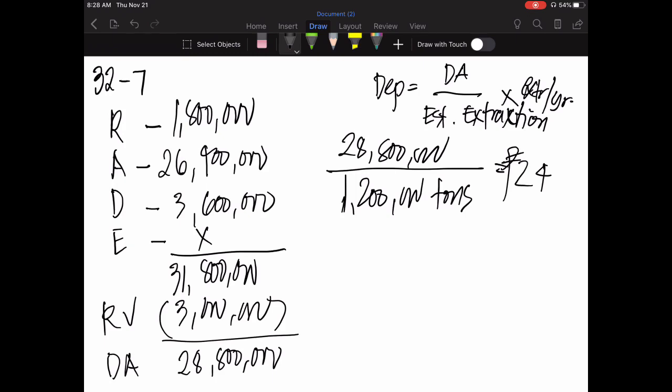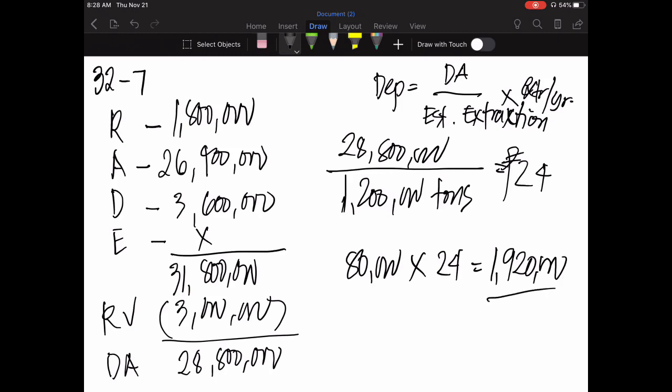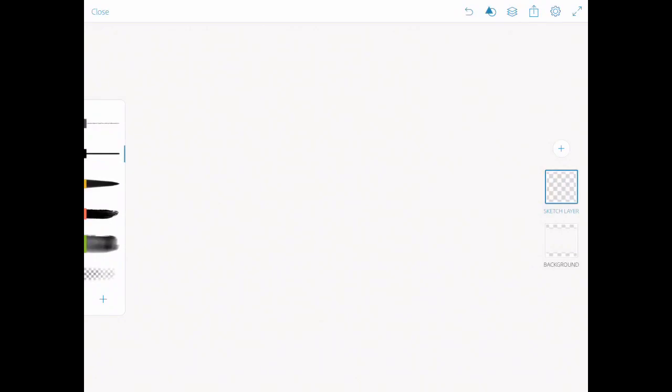But now, since the question is for the current year, the entity extracted a total of how much? 80,000 tons. So it's just 80,000 multiplied by the depletion rate, which is 24, and we have 1,920,000. So that is the depletion to be reported for the current year. So the answer is letter A. Okay, now let's proceed to another problem.